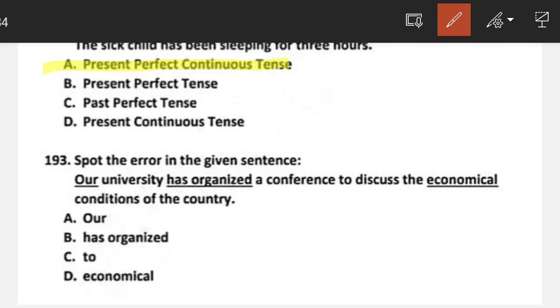Question number 193 is spot the error in the given sentence. Our university has organized a conference to discuss the economical conditions of the country. Option A is our, option B is has organized, option C is to, and option D is the economical. Here the error in this sentence is economical. So the correct option will be option D.